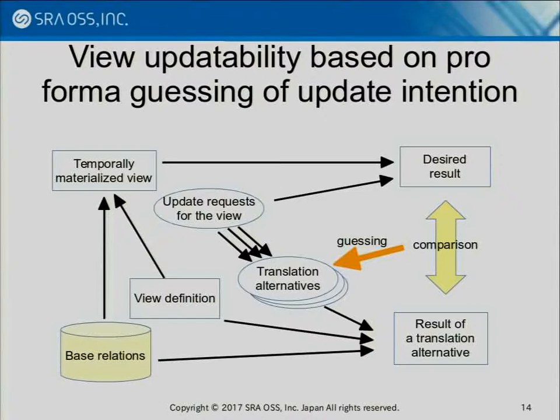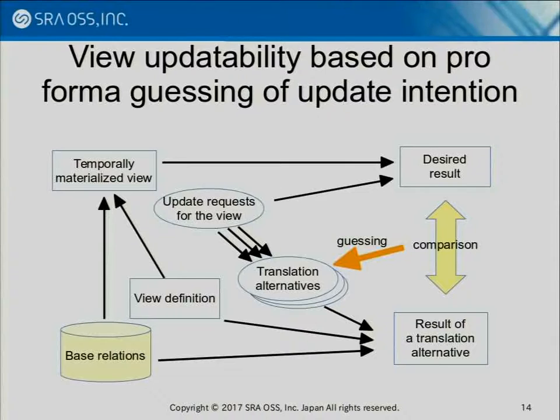And using this temporary materialized view and the update request to this view, we can get the desired result of the update request. And then, in addition, we can generate translation alternatives of the update request to base relations from the update request to the view. There are several alternatives. Using one of the alternatives, we can calculate the result of a translation alternative using the base relations, the view definition, and that alternative.